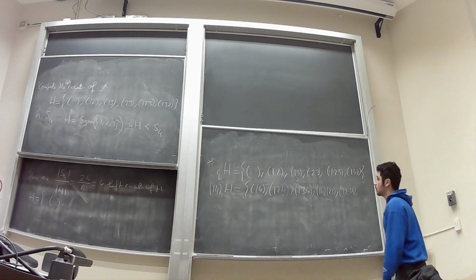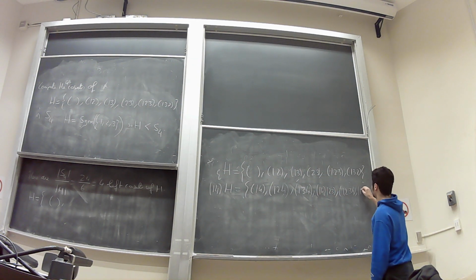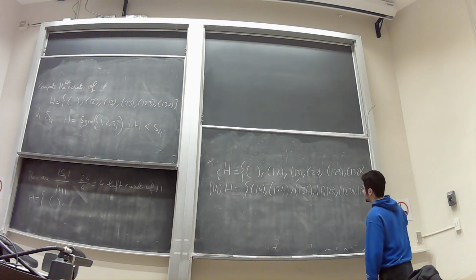I'm good. 1 goes to 3 and 3 stays fixed, so it's 1 to 3. 3 goes to 2 and 2 stays fixed. Let's double check that 2 goes to 4. 2 goes to 1 and 1 goes to 4, so that's good. 4 stays fixed and goes back to 1. I'm good.